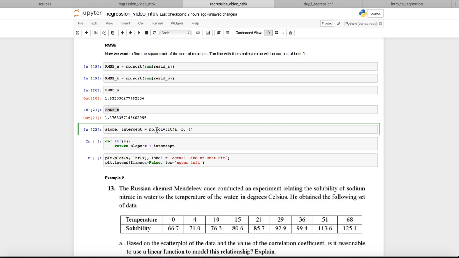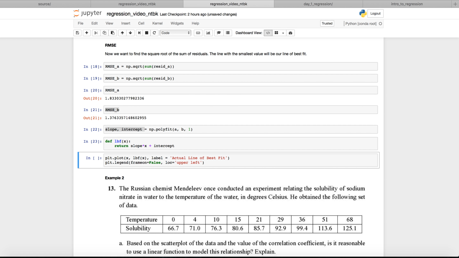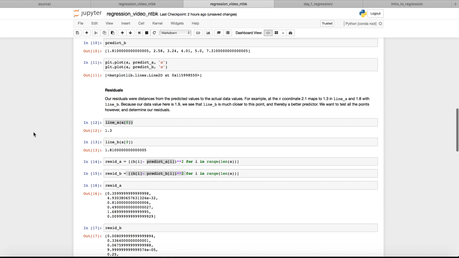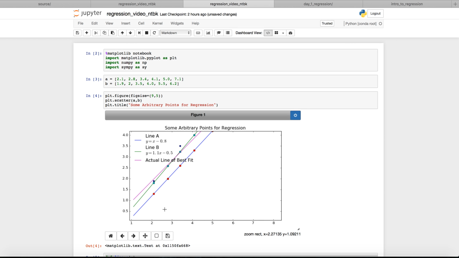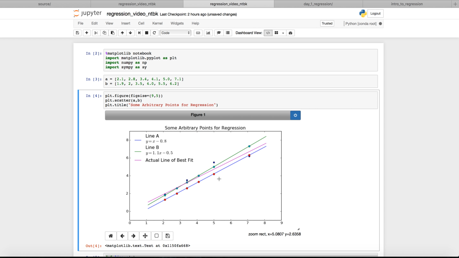This function np.polyfit will give me the slope and y-intercept of the line that best fits it. So then I can just go ahead and say, okay, well now I have this line of best fit. I assign slope and intercept to these variables that spit out from np.polyfit, and I can plot those. If I look at my graph now, there is my line of best fit.